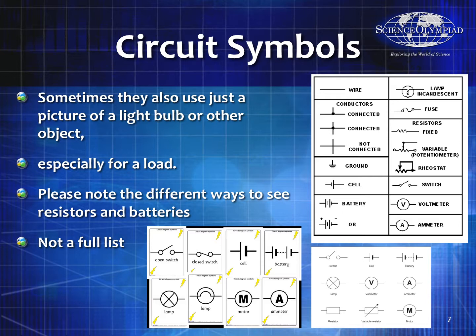Certain things like open switches and closed switches are very similar, but the circle with an X is a lamp, or a circle with a semicircle in it, as shown below, is also a lamp. These are very, very common ways to see it. The other thing to keep in mind is that anything that's got an arrow through it is like a variable resistor, a variable capacitor, etc.